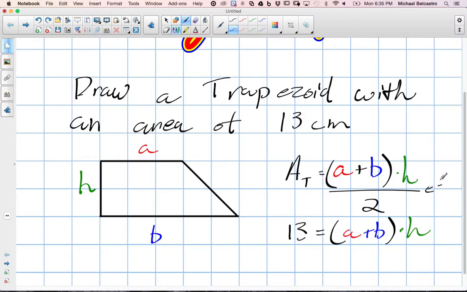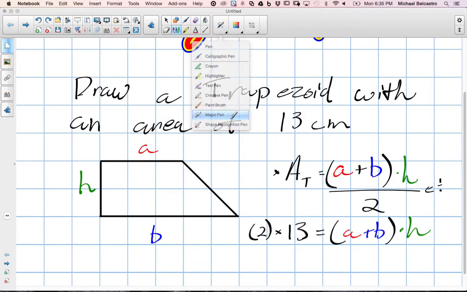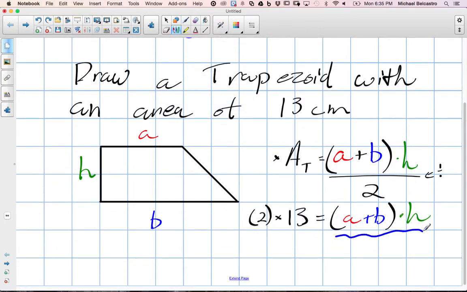Because this is a division sign, to move a value to the other side, it's called balancing equations. Because it's division, I would multiply on this side. So I'm going to multiply this 13 times the value of 2. And what that shows you is that when you're calculating the area of a trapezoid, you're actually getting a figure that's twice the size of the area, and then you're dividing it by 2, or cutting it in half. So what does that mean? Let's figure this out. What would 2 times 13 be? What would be an area twice as large as 13?